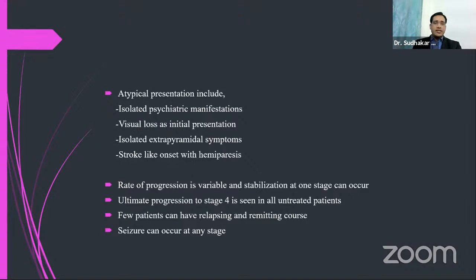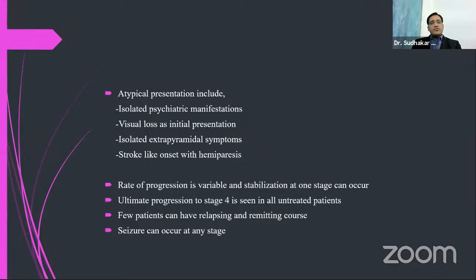include isolated psychiatric manifestation. Sometimes you can get visual loss as an initial presentation, and other presentations include isolated extrapyramidal symptoms, then stroke-like onset with hemiparesis. So all these can be initial presentations, but later on the patient has the typical stage-wise deterioration, and finally the patient is going to land up in stage 4, and they are going to die if they are not treated.